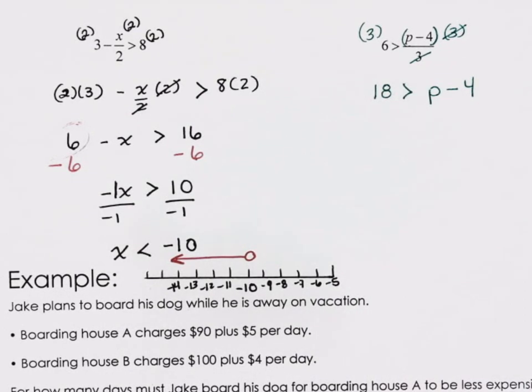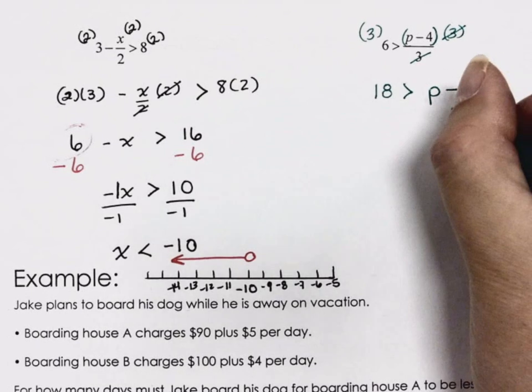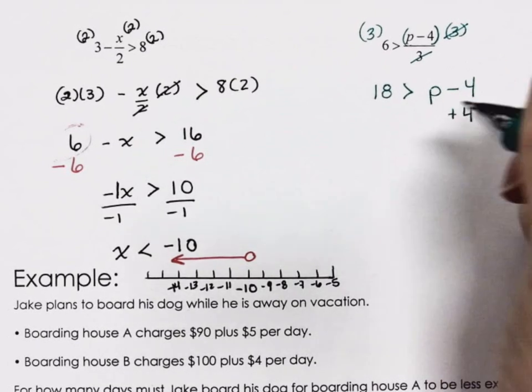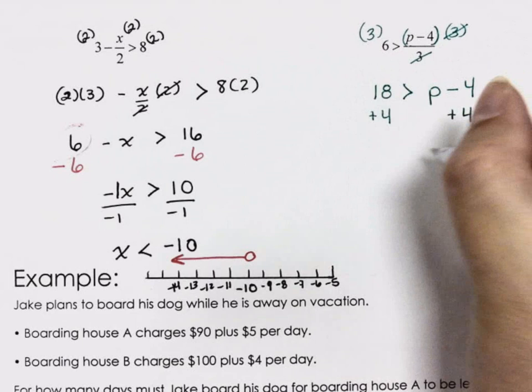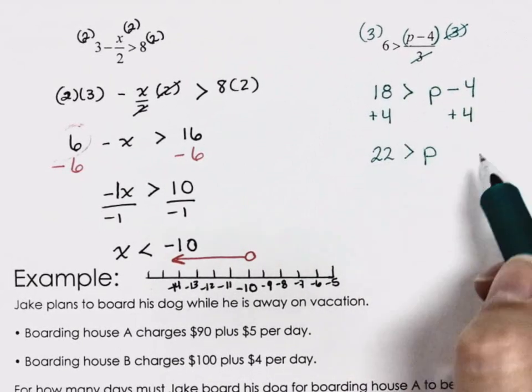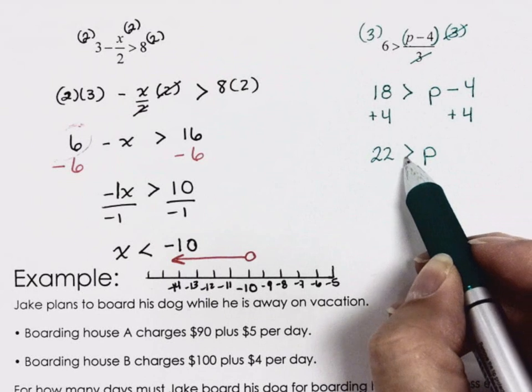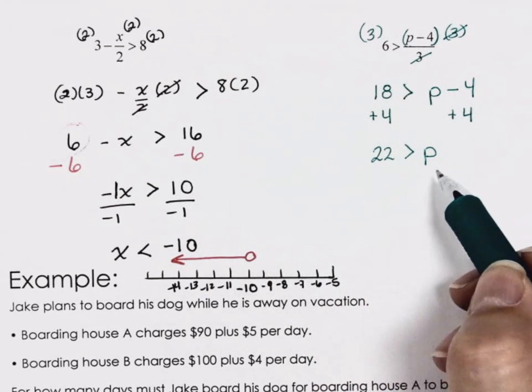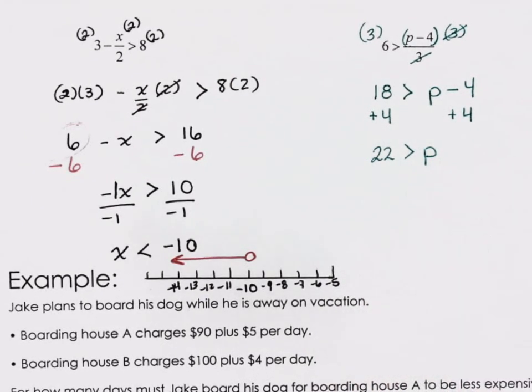Oh, and then this is just a one-step algebra question, which is pretty great. So if this is subtract 4, this is add 4. And we have 22 on this side. 22 is greater than P. So P is less than 22. I always start at the variable and read because it makes more sense to my brain that way.